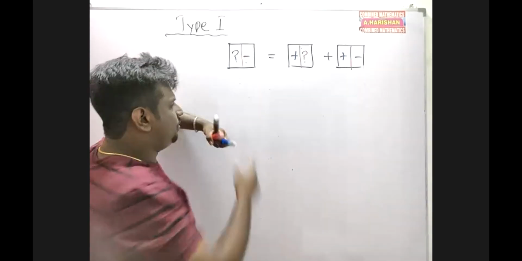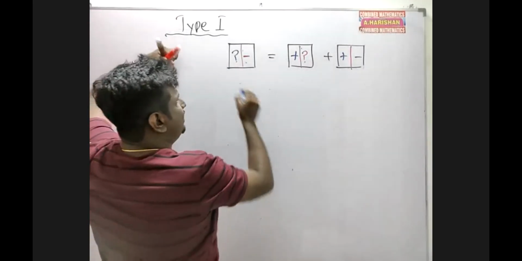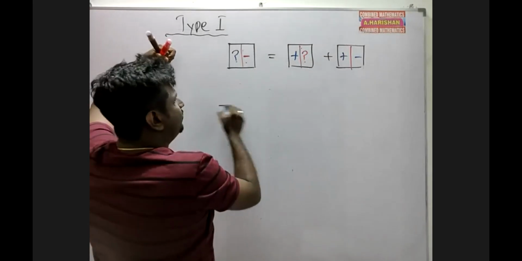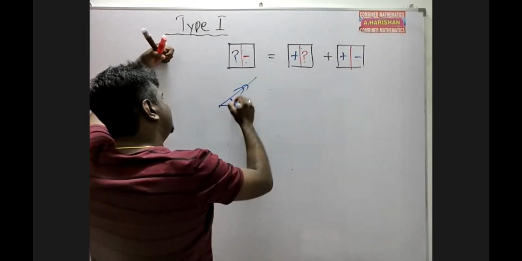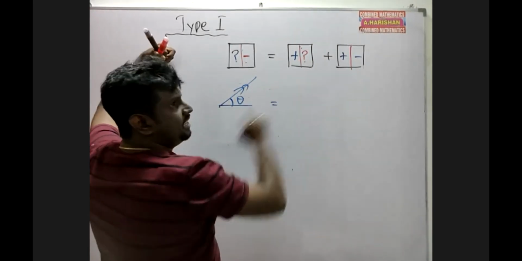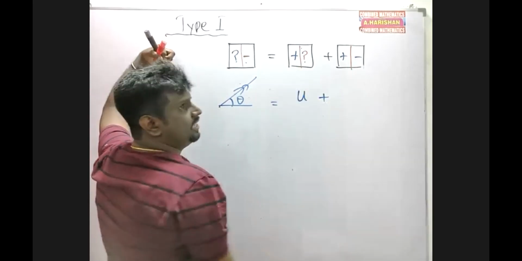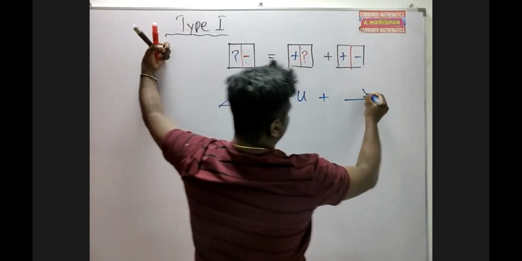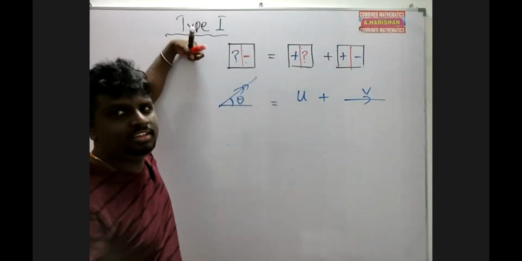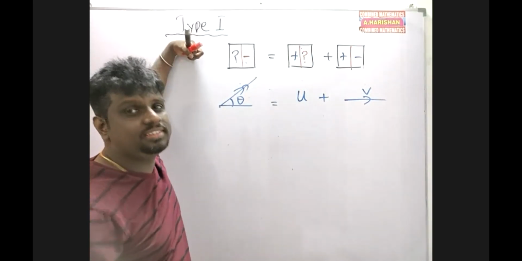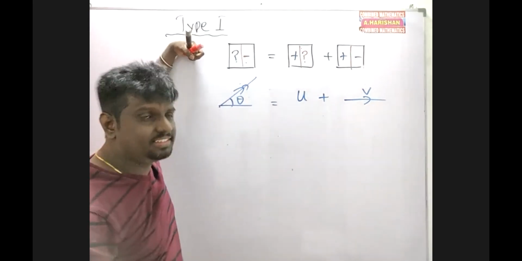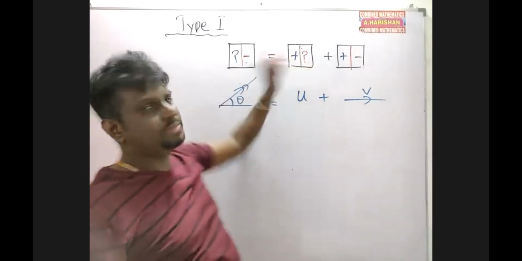I'll write an example. For example, direction only given, like this. Theta, direction only. Here, positive. That means magnitude only is given, right? U. Here both are given. Something like this, very famous. In this case, we call this type 2. Why is this type 2? Because the question mark is changed.